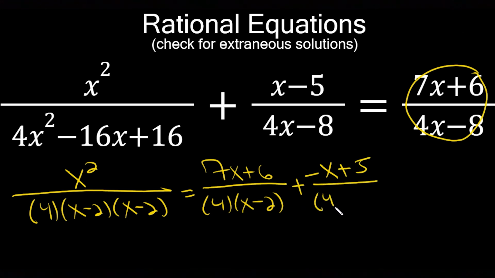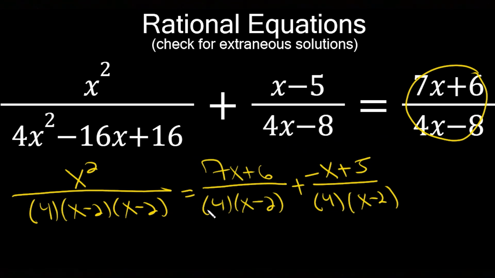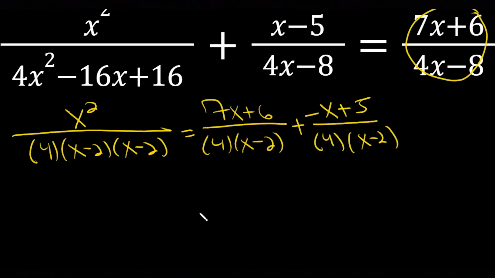I get 4 and then x minus 2. Okay. So again, technically, I can now combine this whole part here. They have the same denominator. I can combine the numerators and put it all underneath that denominator. So that's what I'm going to do. All right. So let me go ahead and scroll down a little bit.